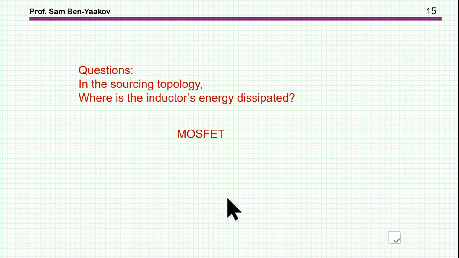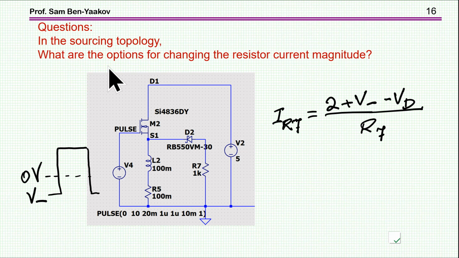Second question was, where is the inductor energy dissipated? Well, in this case, obviously, it is in the MOSFET. In fact, the MOSFET is also dissipating a higher power because the source is still feeding power to the system. So therefore, the MOSFET is dissipating both the inductor energy plus the energy coming through this discharge period from the source. And finally, there was the question, what are the options for changing the resistor current magnitude?